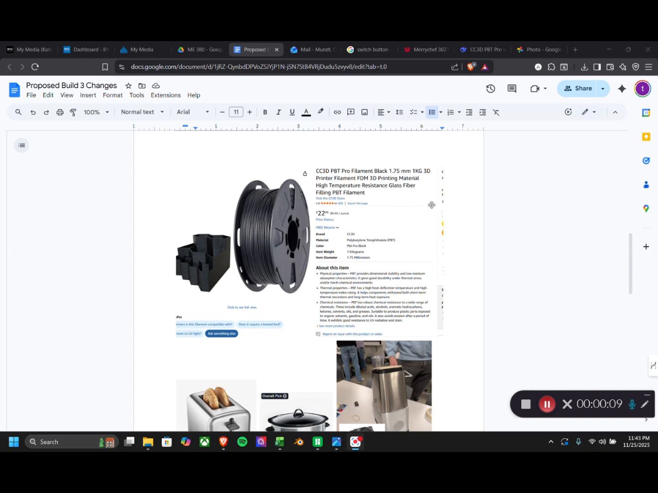I'll be talking about some of the main design and material choice changes for build 3 of the Fido build. The first one is that we're going to use a PBT filament. It's better for high temperature. It's also chemical resistant and can be food safe, especially if you injection mold it. That'll give us better stability than using most any other filament.